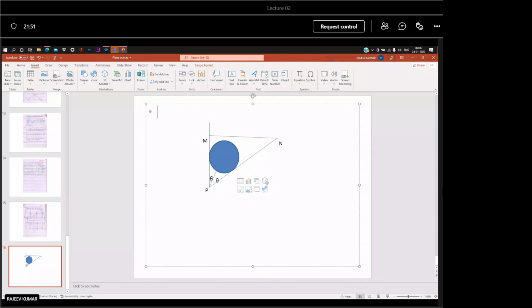Sir, 1515.78. Let the other students also calculate.